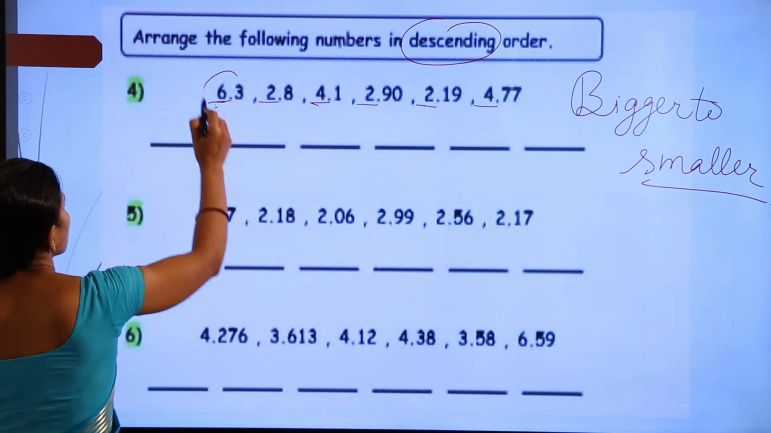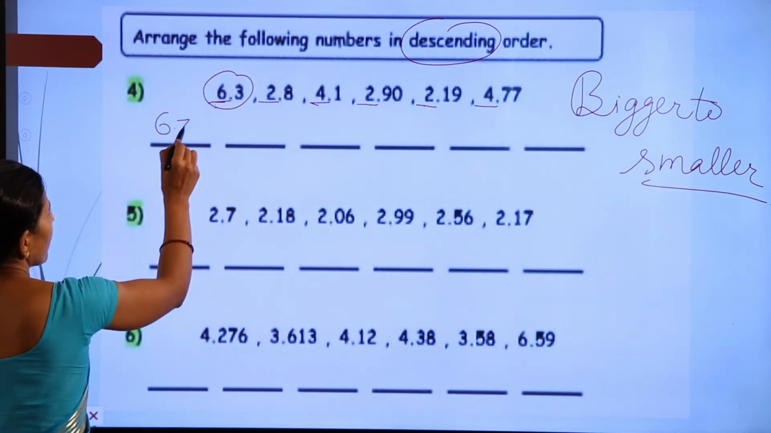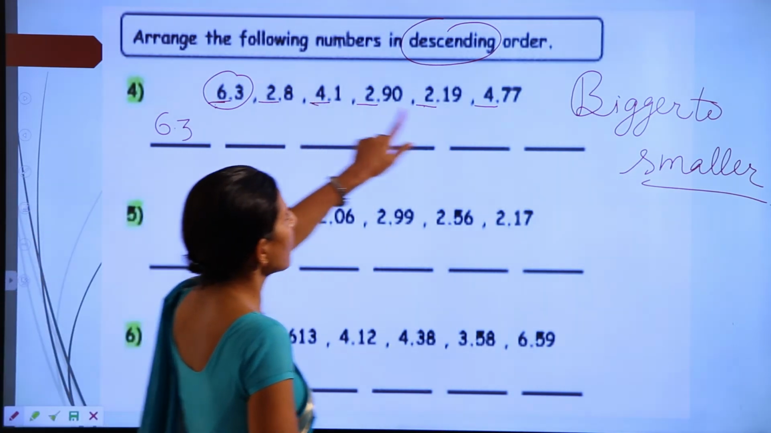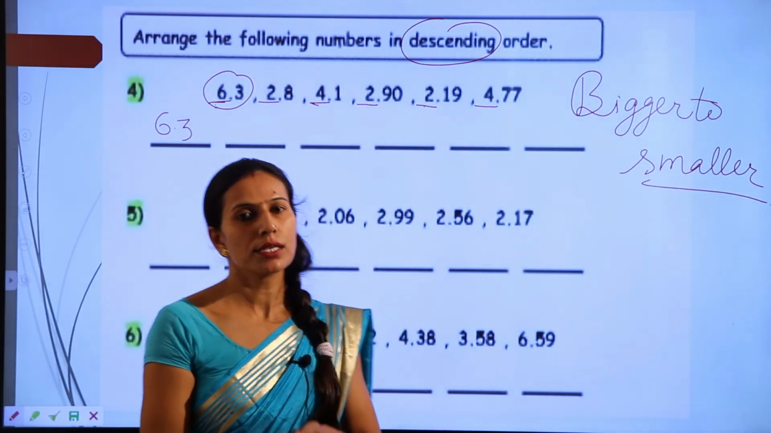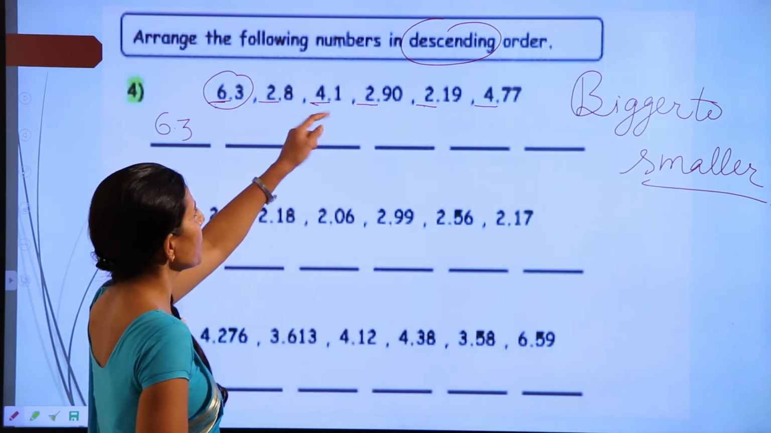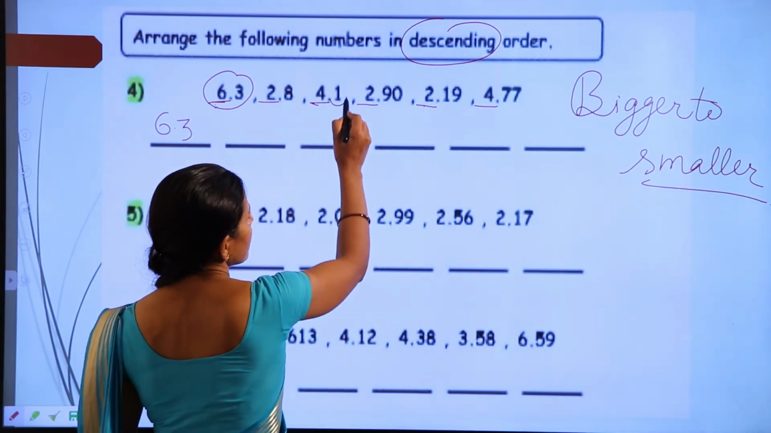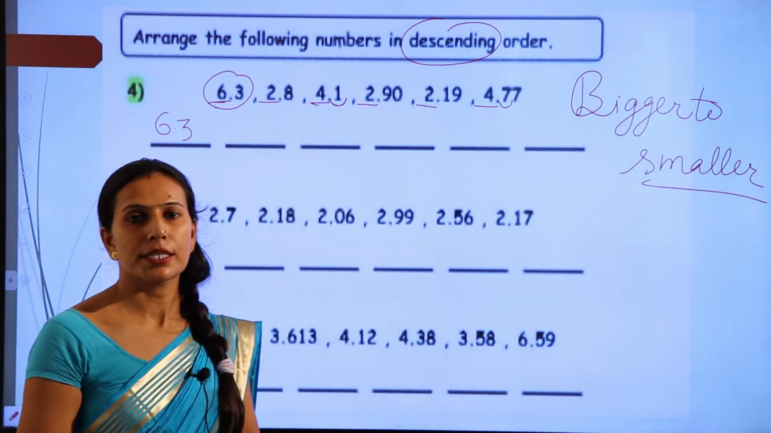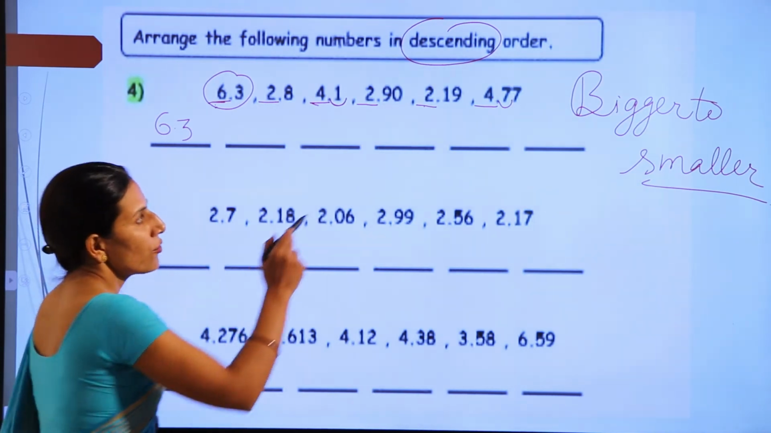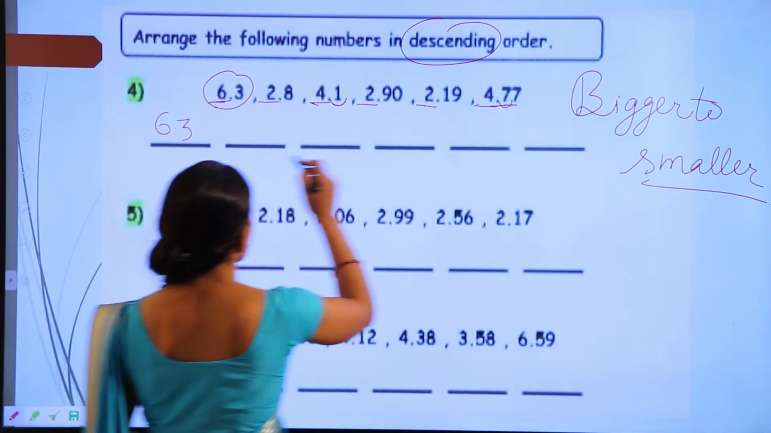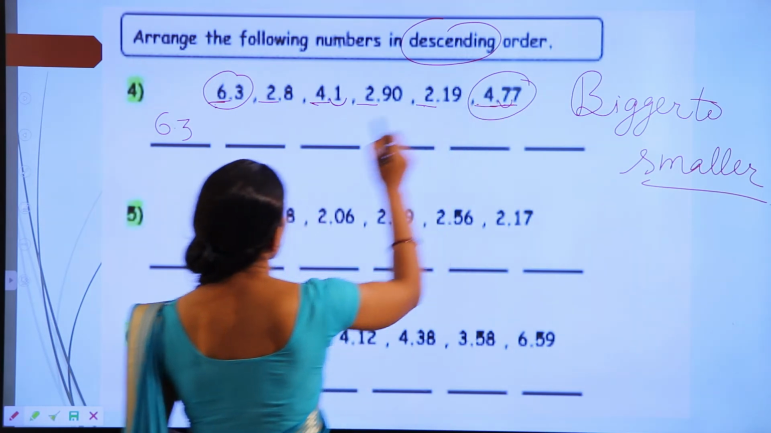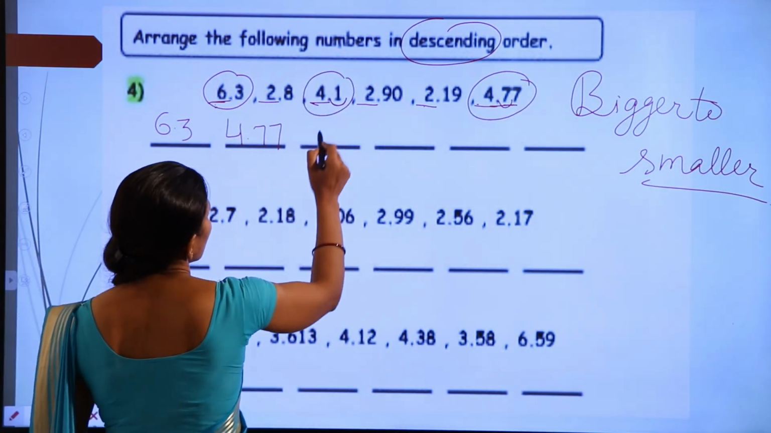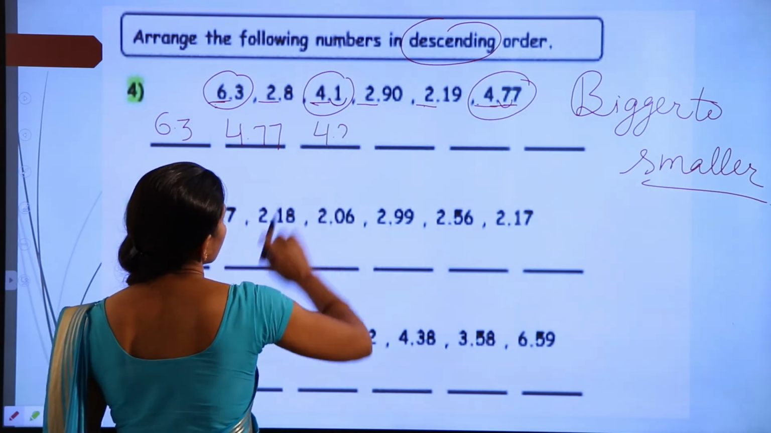So we write 6.3. Okay. Now the next is 4. So we have two numbers with 4 as the whole number. So we will compare them. We have 1 at the tens place and here we have 7 at the tens place. So which is the greatest one? 4.77 is the greatest one. So we write this number, 4.77, and then we write 4.1.